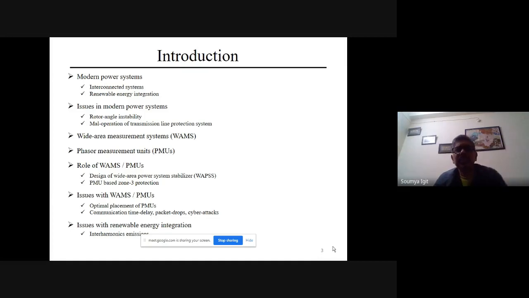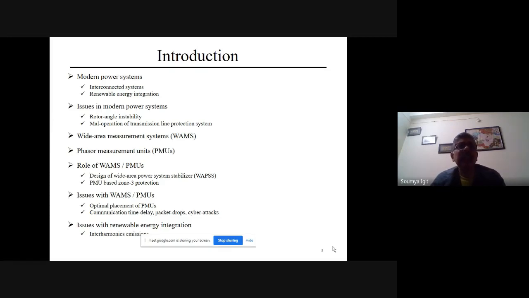I don't want to discuss this interconnected system as far as your rotor angle stability and your transmission line protection are concerned. However, now when the PMU is deployed, you are already well aware of the different blackouts. Just recently, after the 2012 blackout, the Mumbai blackout also happened just before a couple of months.